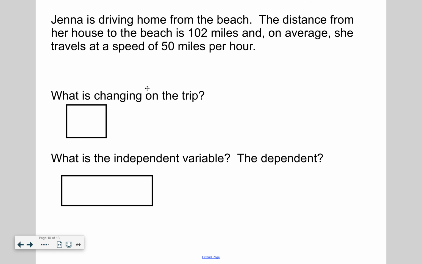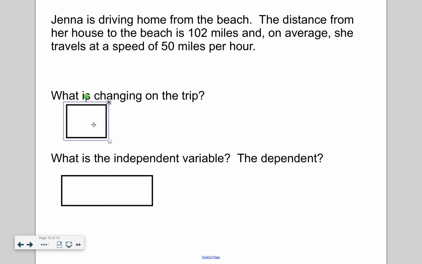So now we have another problem. Jenna is driving home from the beach. The distance from her house to the beach is 102 miles, and on average, she travels at a speed of 50 miles per hour. She is driving to her house. So every hour she drives, she's going to get closer to her house. So 102 is as far as she's going to be. So what is changing on the trip?